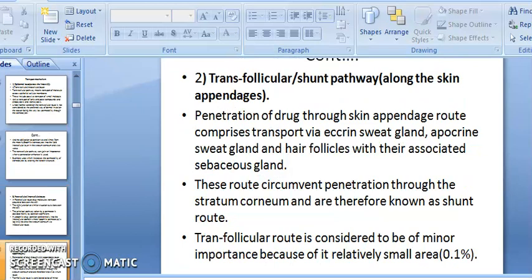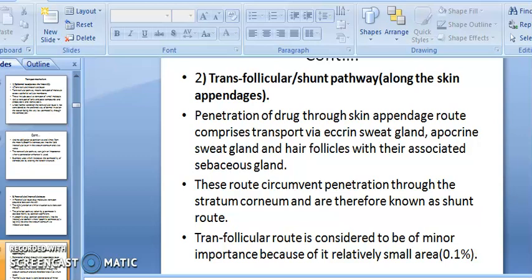Then the transfollicular or shunt pathway, along the skin appendages, that is nothing but your sweat glands and hairs. Penetration of drug through the skin appendages route comprises transfer via the eccrine sweat gland, apocrine sweat gland, and hair follicle with its associated sebaceous gland. With the help of these glands, the drug can be penetrated.